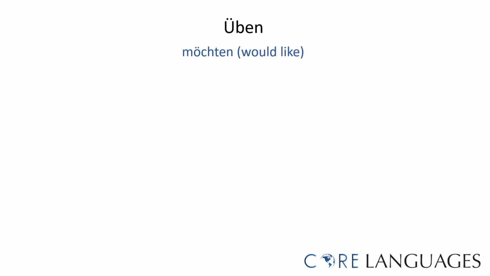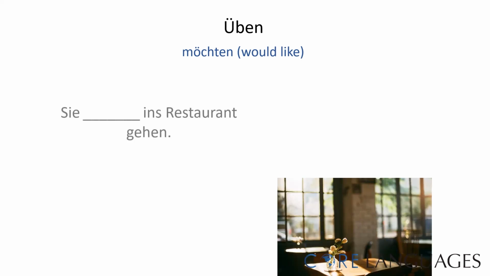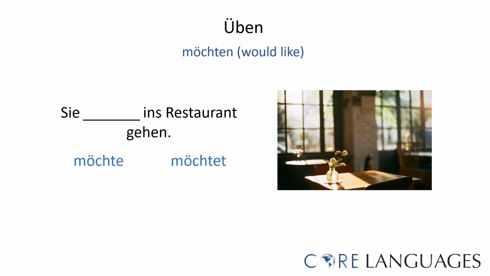Look at the following sentence and choose the correctly conjugated form of möchten, would like. Sie möchte ins Restaurant gehen, or sie möchtet ins Restaurant gehen. The correct sentence is, sie möchte ins Restaurant gehen. She would like to go to the restaurant.